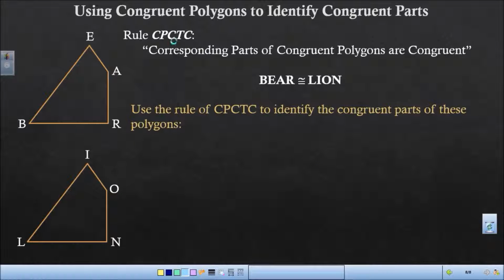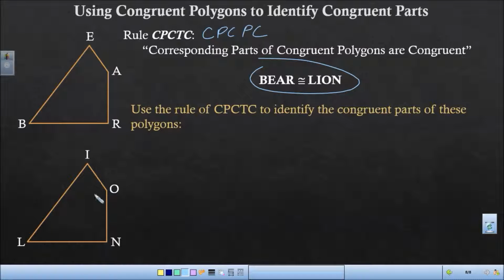For this particular slide, we shouldn't call this CPCTC. It's really CPCPC, but for the sake of clarity in just another day, we're going to call it CPCTC. Corresponding parts of congruent polygons are congruent. Later, this is going to be corresponding parts of congruent triangles are congruent. What it means is that if I have a congruence statement like this one, I can use it to write congruence statements about two polygons that I know nothing else about.